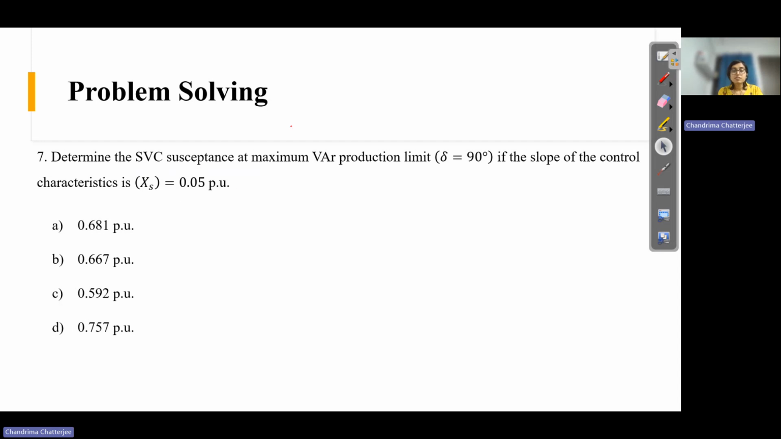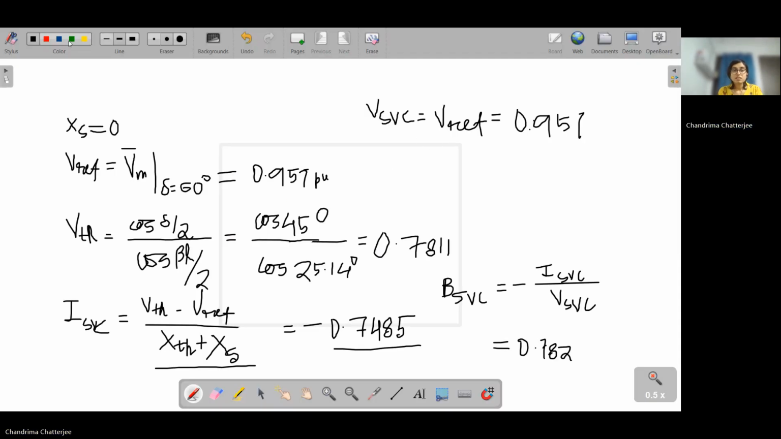Again, the next question is same, except now the slope is 0.05 per unit. So this is very easy. What you need to change, the changed value will be, so ISVC will obviously change now. ISVC will change because you will have to put X is equal to 0.05. So with the new value, this is 0.617 per unit.